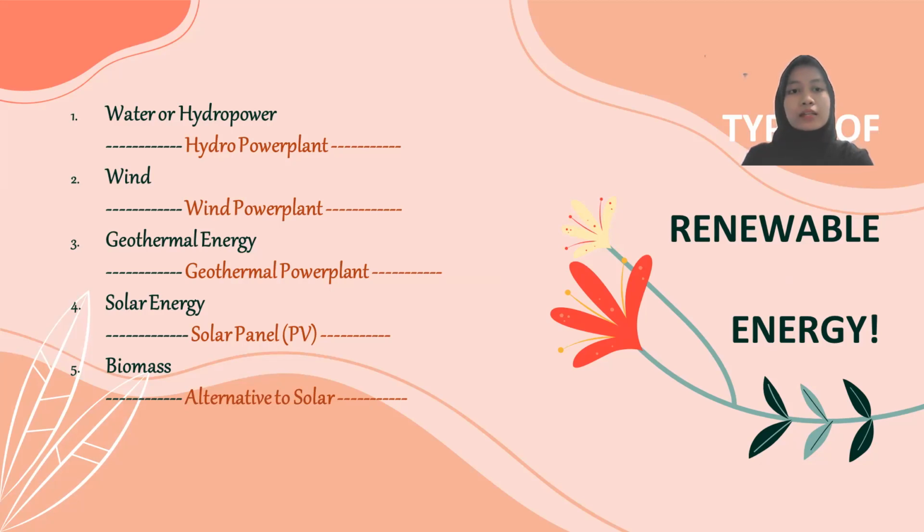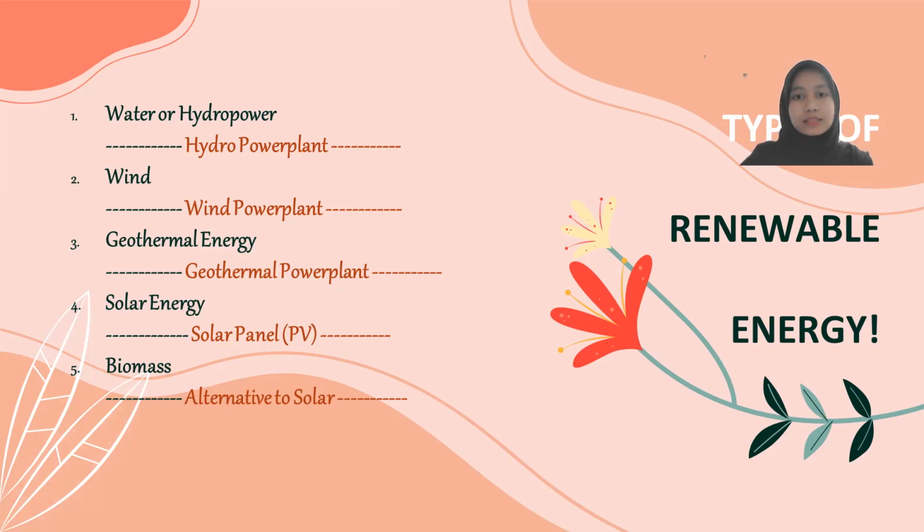And the last type is biomass, which is an alternative to solar. Biomass is renewable organic material that comes from plants and animals. It stores chemical energy from the sun. Plants produce biomass through photosynthesis. Biomass can be burned directly for heat or converted to renewable liquid and gases through various processes.